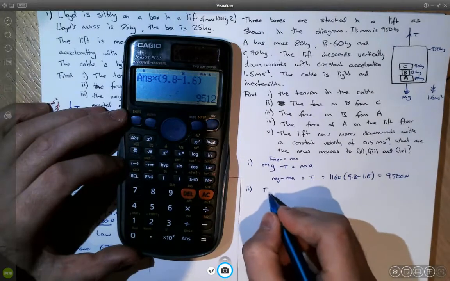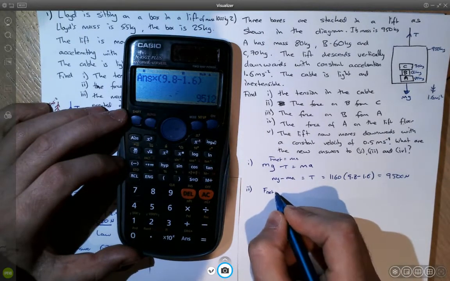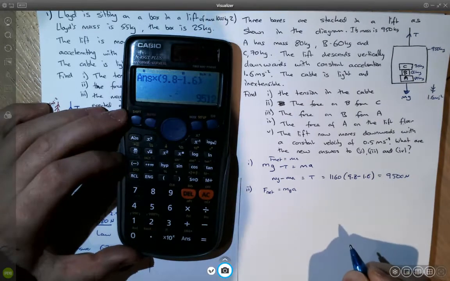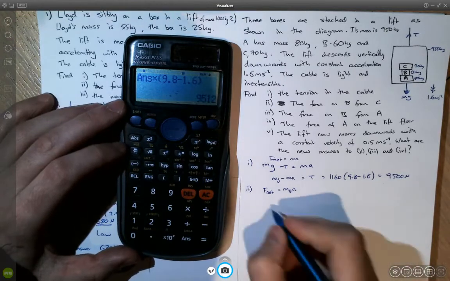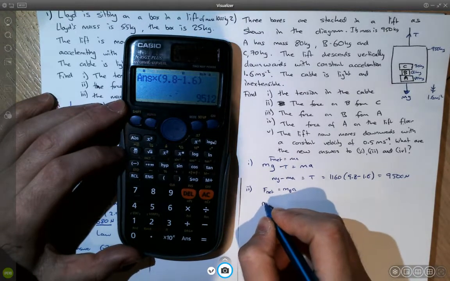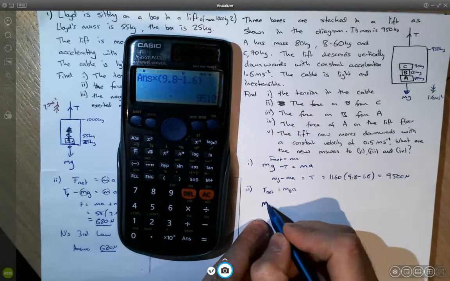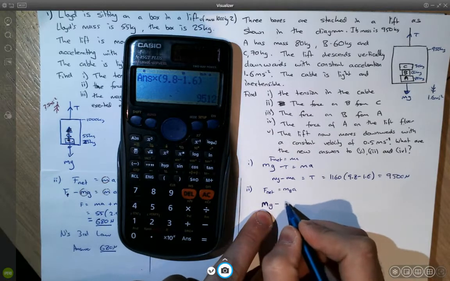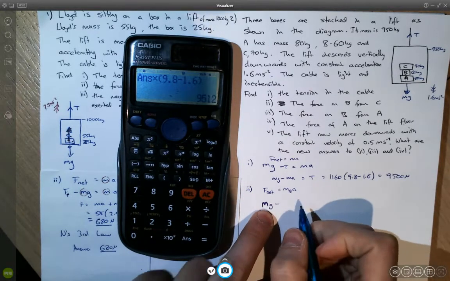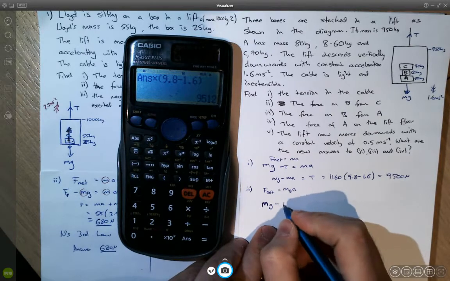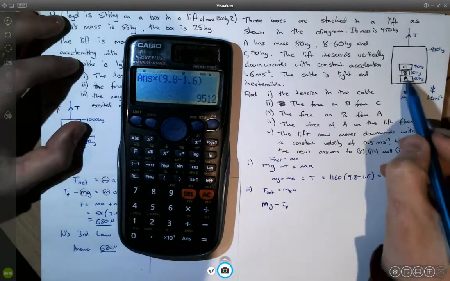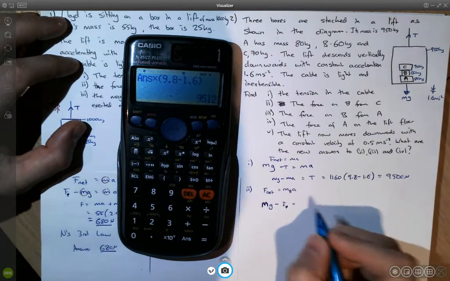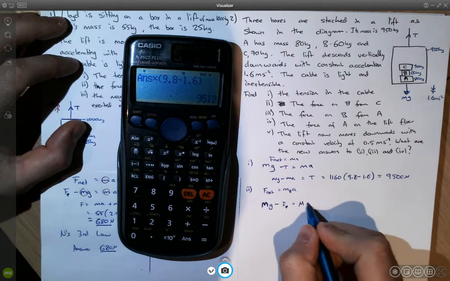Part II, the force on B from C. So the resultant force on B is again mass times acceleration. So the resultant force is again the mass, let's use a capital M to show it's a different mass, times gravity minus the upwards force. Now I'm not going to say it's tension because it's obviously the contact force from A pushing up. So let's just say the upwards force equals mass times acceleration.